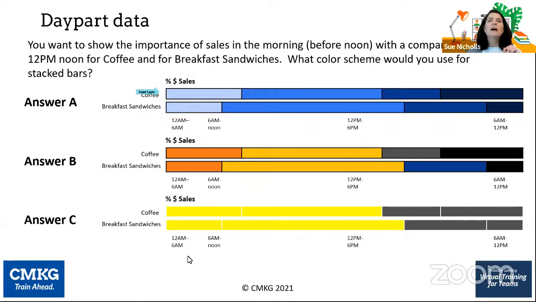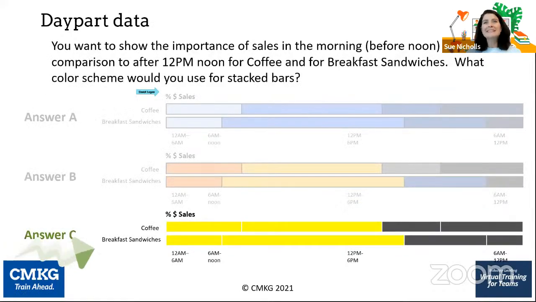If my objective is just to show morning versus afternoon, answer A might not be as clear because it's a gradient that might be interpreted as early in the day to late at night. But answer C is a really effective one because it gets rid of some of the load, showing yellow for morning and dark for afternoon. This is an example of simplifying so that morning and night are much easier to see, instead of having to differentiate and compare the times.